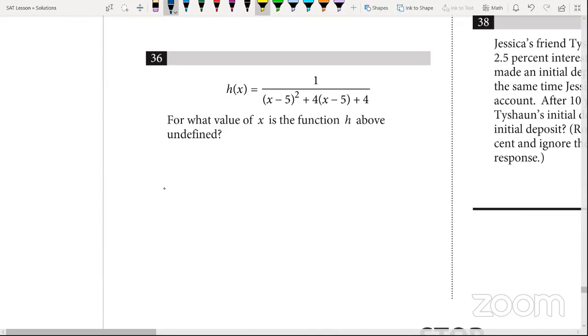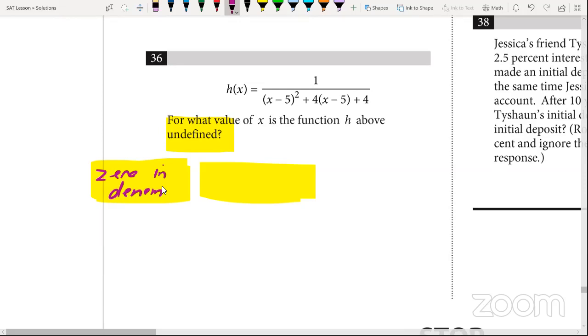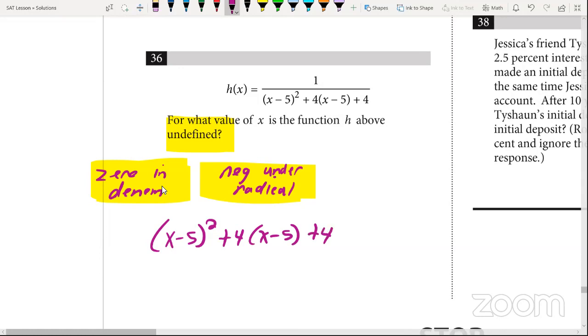Number 36, we're talking about undefined values. There are two things that we need to know are undefined: having a 0 in a denominator or having a negative under a radical. There's no radical here, so we're looking for zeros in the denominator. What value would make all this stuff, which is what we have in the denominator, equal 0?